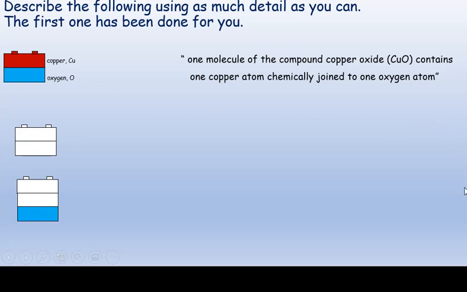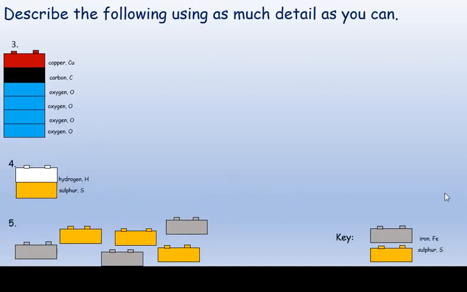So I'd like you now to try and have a go at number 1 and number 2. And finally, same thing. Try and describe, use as much detail as you can, numbers 3, 4, and number 5. Okay, the key to number 5 is here in the bottom corner. Okay, good luck everybody.